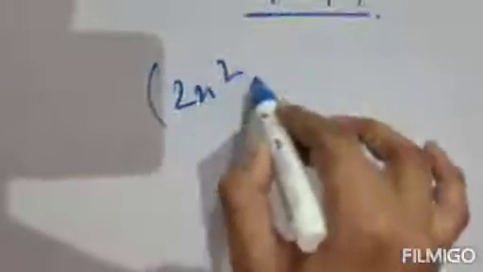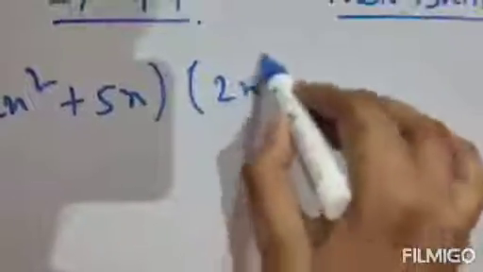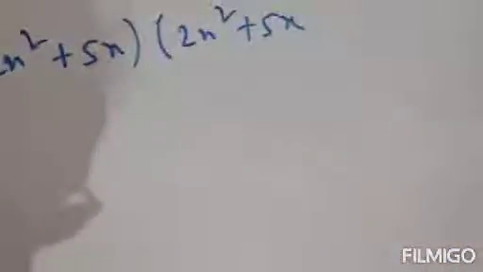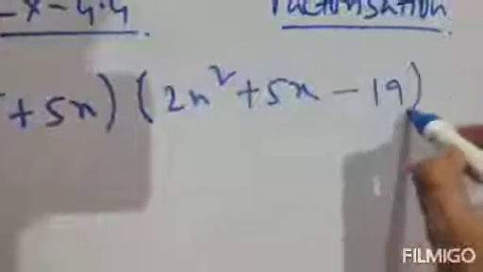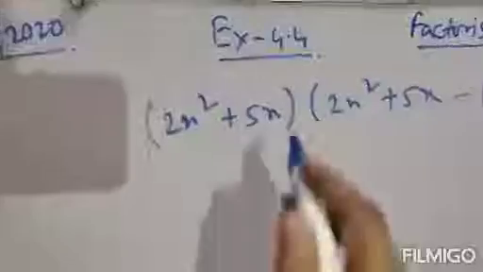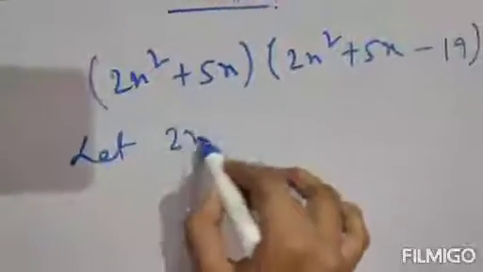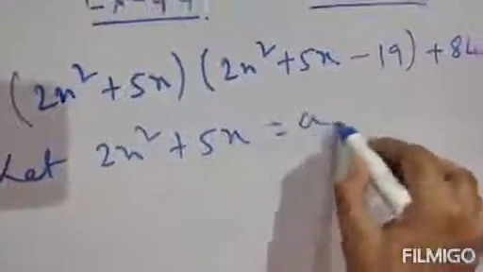Next, question number 18. Question number 18 says 2x² + 5x, 2x² + 5x - 19 plus 84. Clear? So let 2x² + 5x equal a.